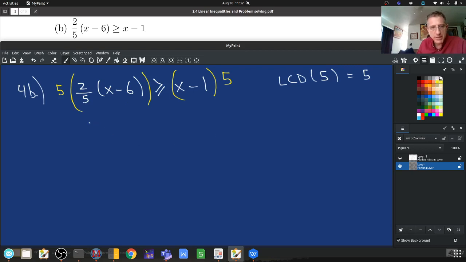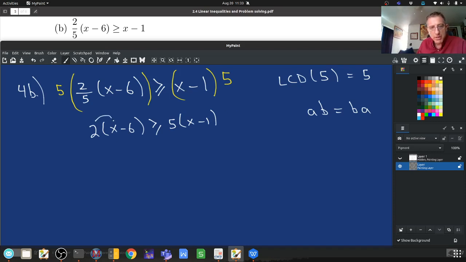So the left-hand side is 2 times x minus 6. And this is 5 times x minus 1. All I did is use the commutative property: when we're talking about multiplication, a times b is equal to b times a. So x minus 1 times 5 is the same as 5 times x minus 1.